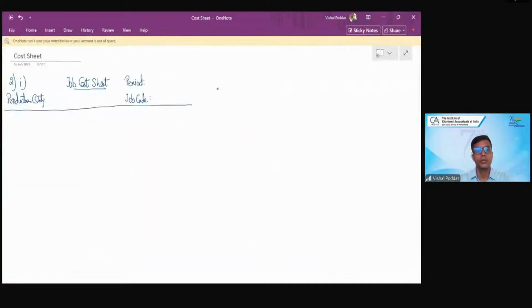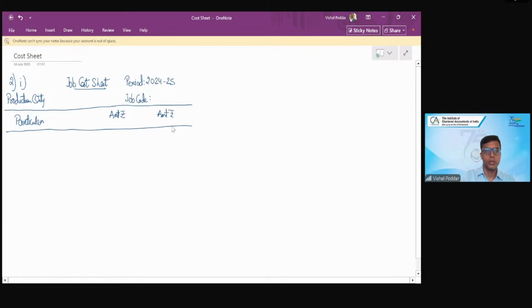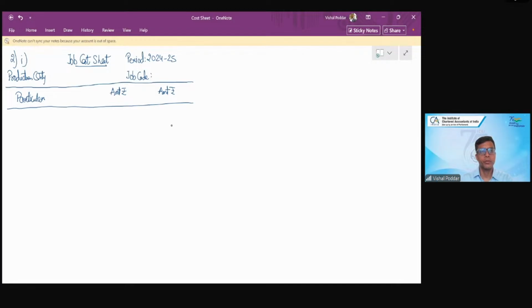So it is 2024-25. So this is a whole year cost sheet. Then in the format, you have your particulars. Now this is the standard format where you have the inner and the outer column. Though in this question, you will not require the inner column because there are no details relating to the inner column. Let me start. I'm just using abbreviations so that we can solve all the questions today.